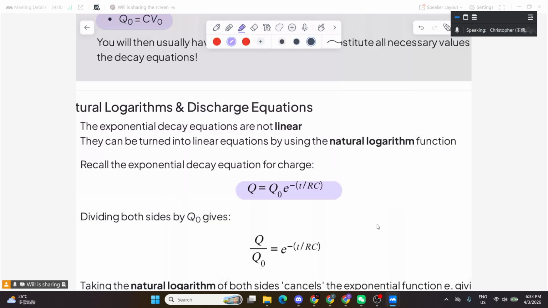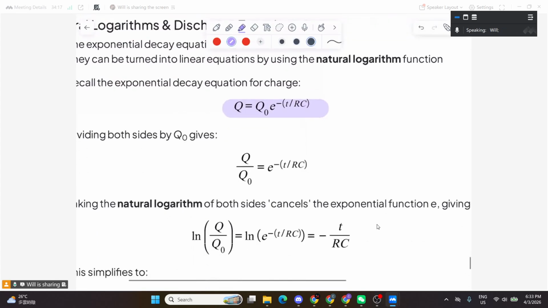Bring the Q0 to the left, and then log both sides. Yes, log both sides. Why use the log? To cancel out the exponential constant. Yes, like log e is equal to 1, so it might be easier. So we use the log.